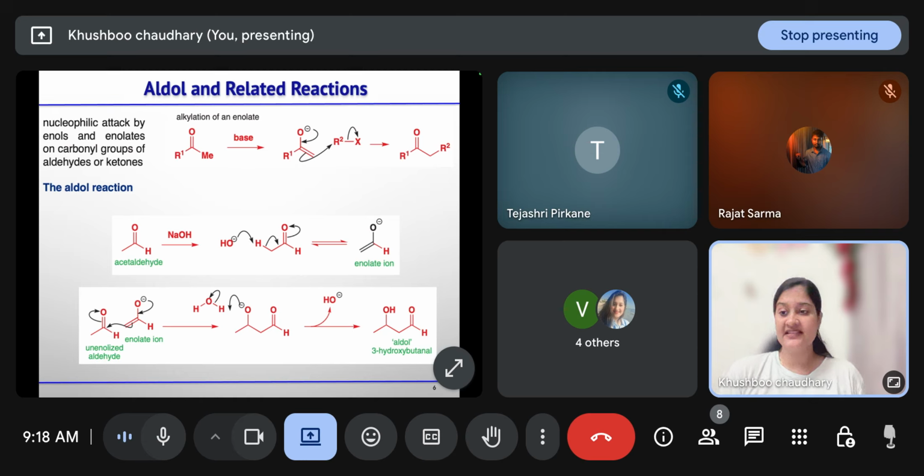Now, let us discuss aldol reactions and related reactions. Up to now, in all the reactions we have seen, the carbonyl compound acts as an electrophile, and we treat it with nucleophiles to do addition reactions. Now we want the carbonyl compound to act as a nucleophile. For that, its enol or enolate form will act as the nucleophile.